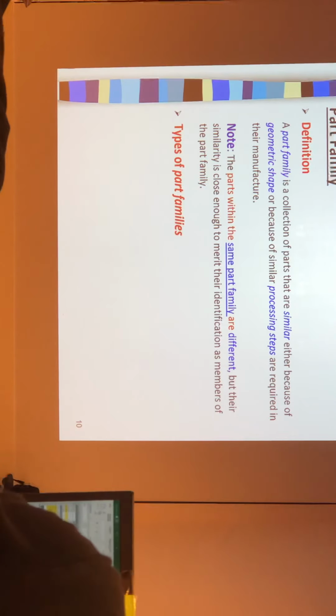So similarity in design attributes does not lead to similarity in manufacturing attributes. Not necessarily. Sometimes yes, but sometimes not. So these two only belong to a so-called design part family. The other example is here, next page.